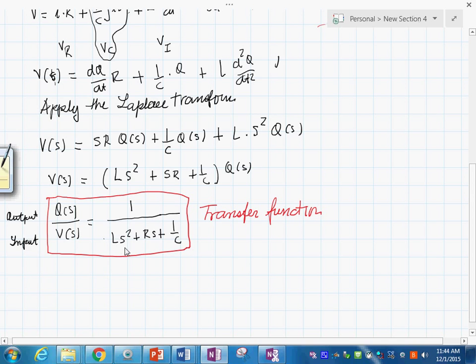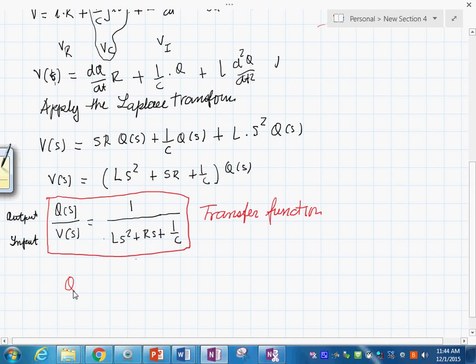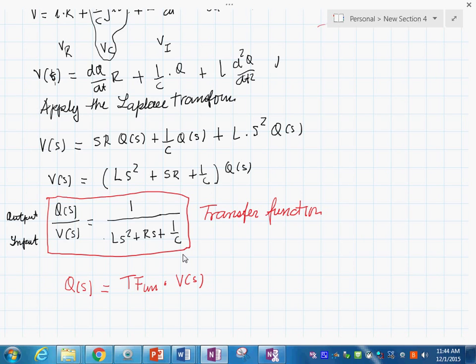It follows that you can always find out what the output is. You can write it like this: Q of S, the output, is equal to the transfer function multiplied by the input. And then, of course, in the case of the piezoelectric transformation, if we have the input, we should know the output if we know the transfer function.